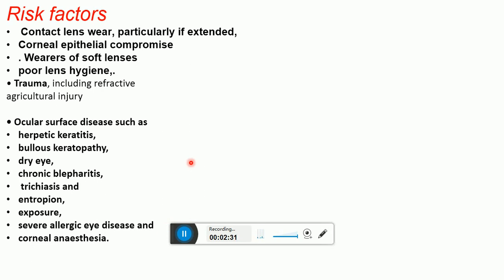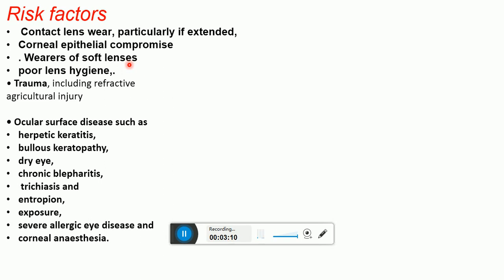Risk factors: the number one is contact lens wear, particularly if extended. It is the most important risk factor. Corneal epithelial compromise secondary to hypoxia, and minor trauma, is thought to be important. Bacterial adherence to the lens surface is also important. Soft lenses are higher risk than rigid gas permeable lenses.